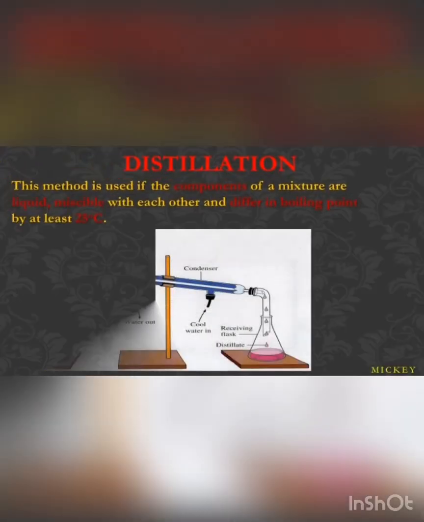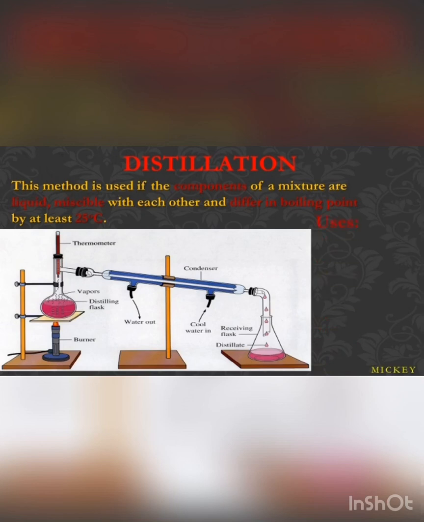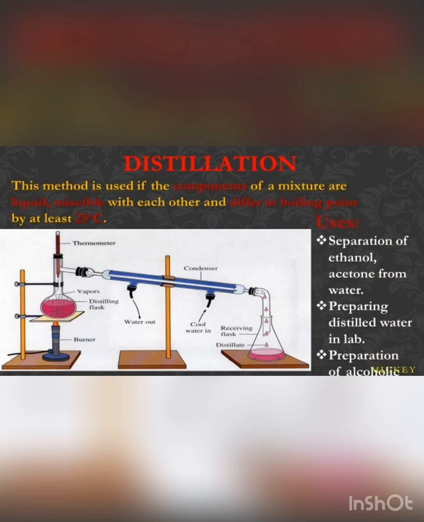Distillation is a method to separate components of a mixture based on the differences in their boiling points. The mixture has miscible liquids present in them. For example, when you want to separate ethanol or acetone from water, you heat the mixture. The ethanol starts evaporating and the vapors are obtained. These vapors are cooled down in the condenser and the pure ethanol is obtained in the receiving flask.